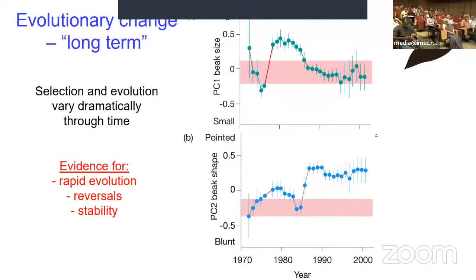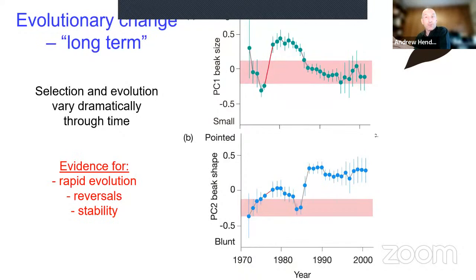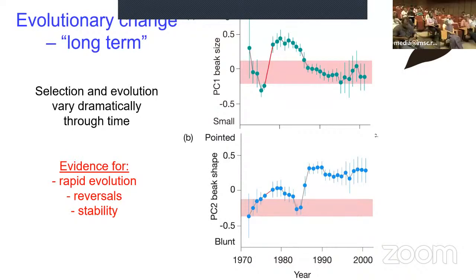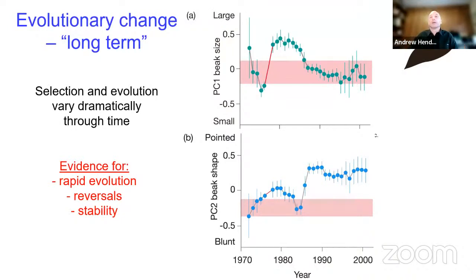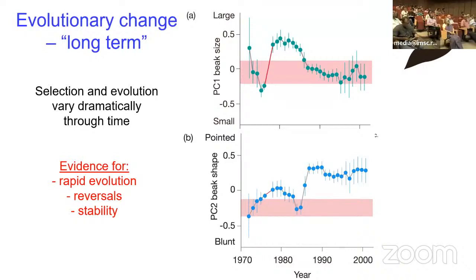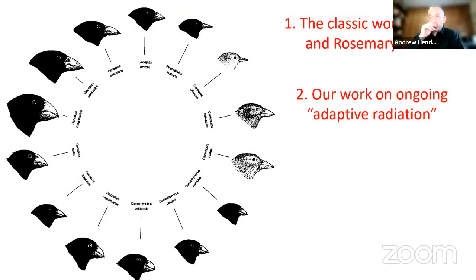So by tracking the traits that are highly heritable through time, you can show that evolution is proceeding rapidly sometimes, it's going up and down, and it's basically matching organisms to their local environments, almost in real time. So, classic work on rapid evolution.